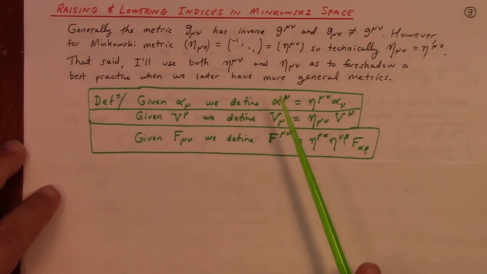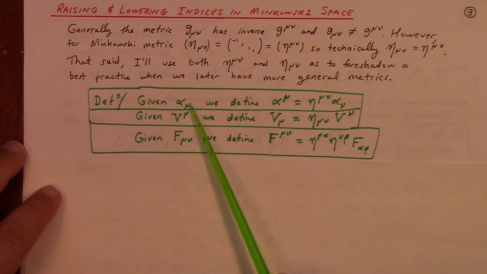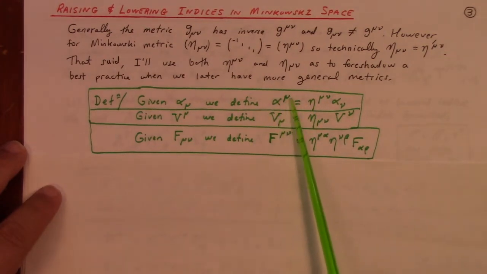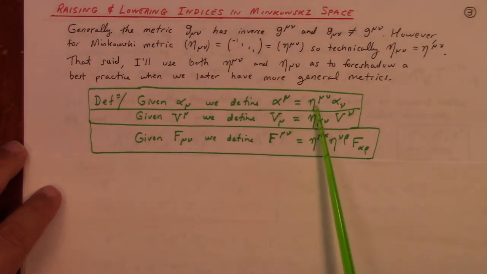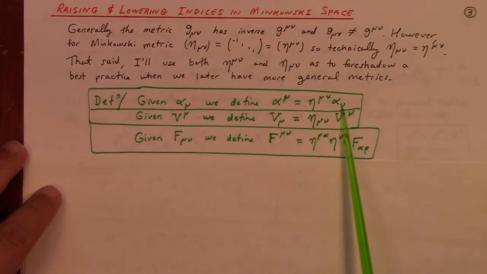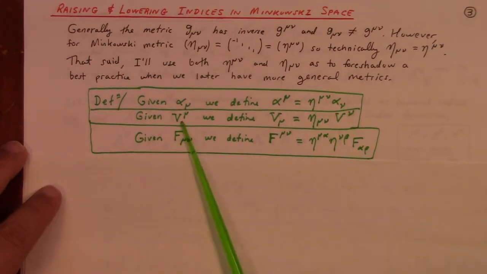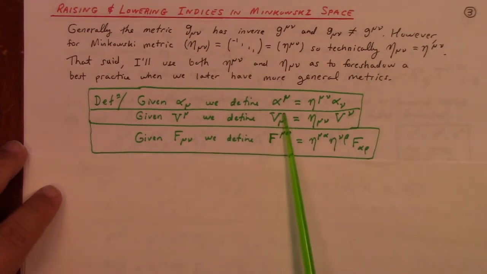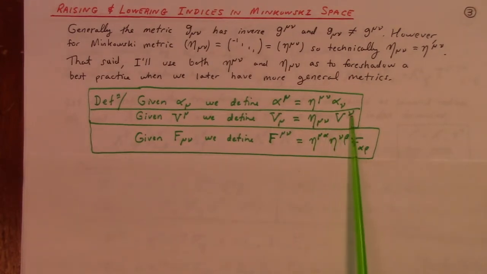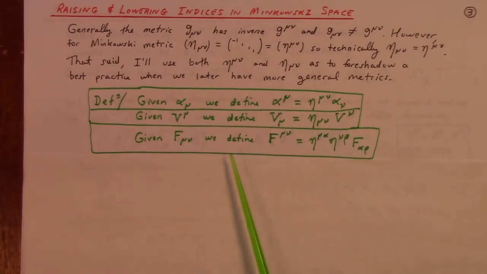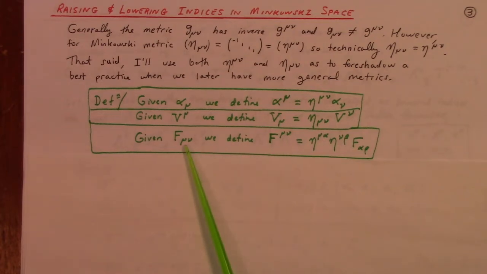So if we want to raise an index, if I want to raise the mu index here on alpha, we denote it by alpha upper mu. It's defined to be eta^{mu nu} alpha lower nu, like that. To lower the index on V upper mu, we denote it by V lower mu. It's defined to be eta_{mu nu} V^nu. So notice the contraction over nu there. And if you want to raise a pair of indices, you just use two etas like that.